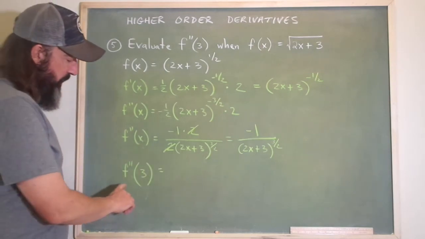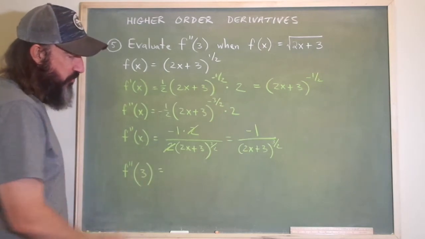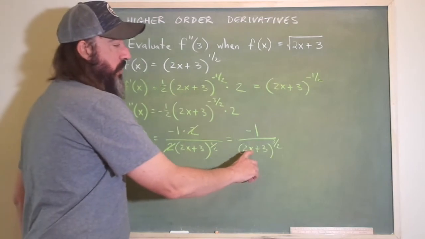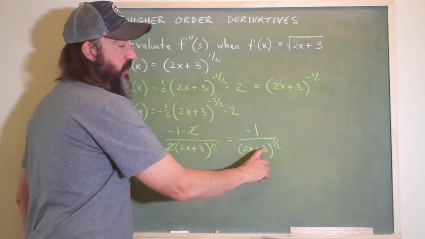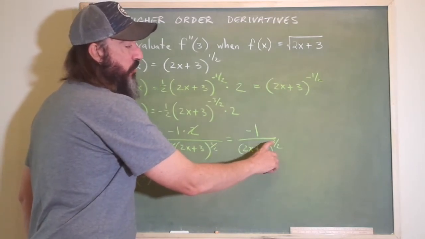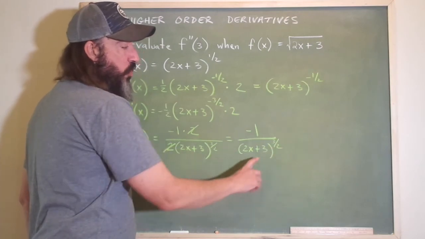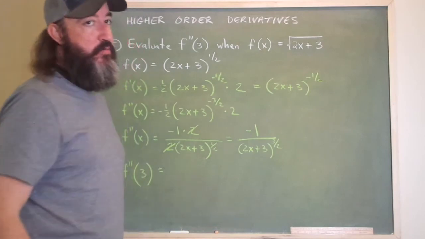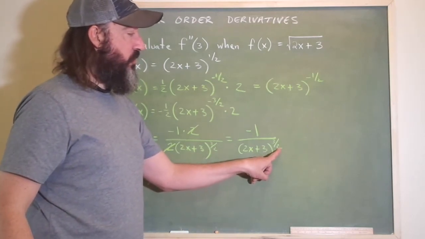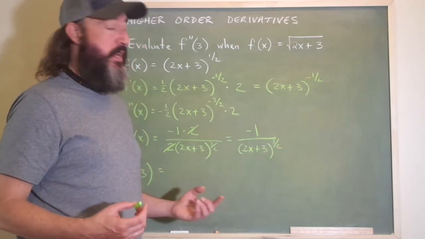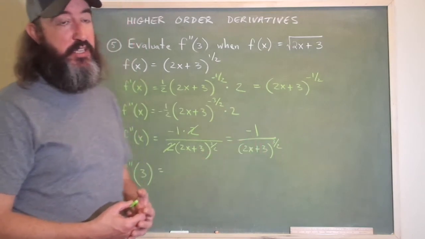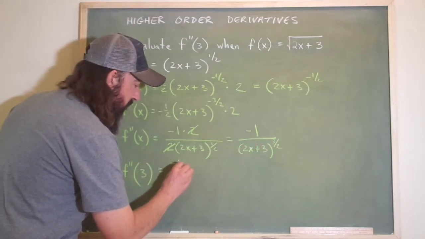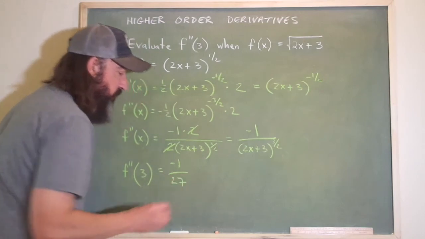All right, I think we're finally ready to evaluate f double prime of 3. When I plug 3 in, 2 times 3 is 6, 6 plus 3 is 9, and 9 to the 3/2, well, we have a choice. We could do 9 to the power of 3 and then square root, but I think it would be easier to square root first. The square root of 9 is 3, and 3 to the power of 3 is 27. So I'm going to say f double prime of 3 is negative 1 over 27.